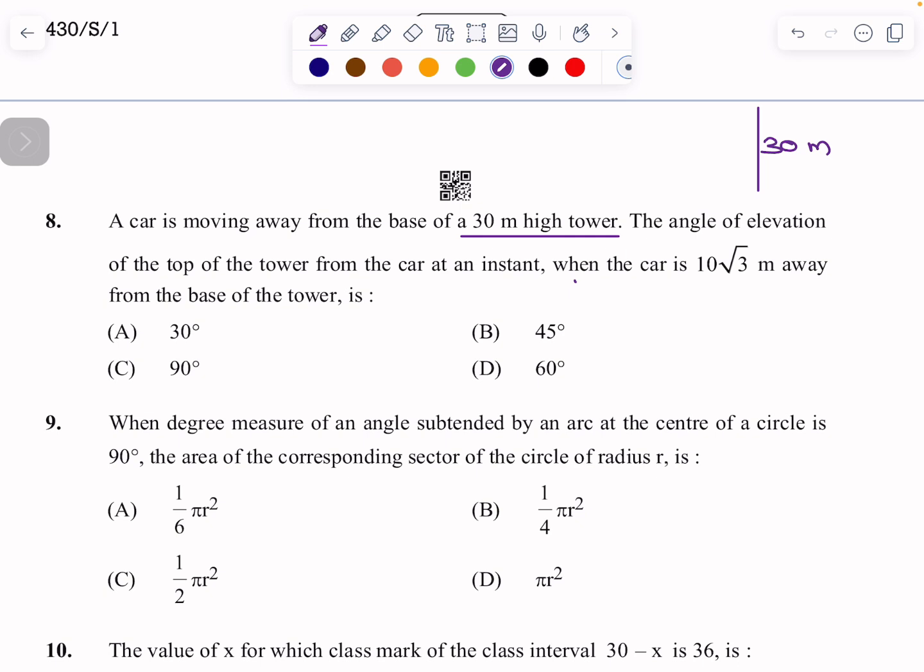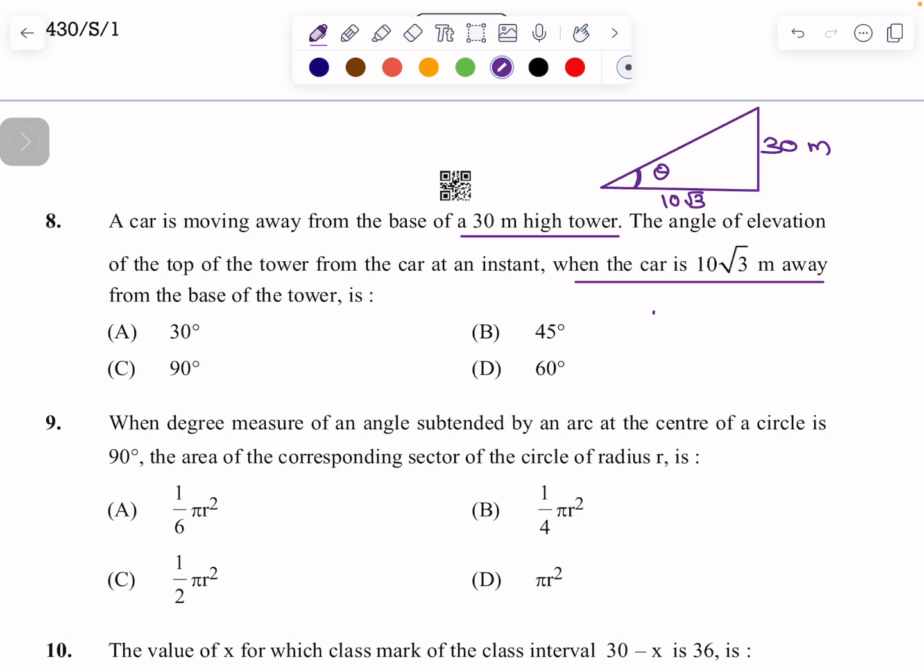The car is 10√3 meter away from the base of the tower. So we need to find this angle of elevation. Let us say this is theta. Which trigonometric ratio gives the relation between the opposite and adjacent? That is tan theta, right? So apply the tan theta formula and get the angle of elevation.